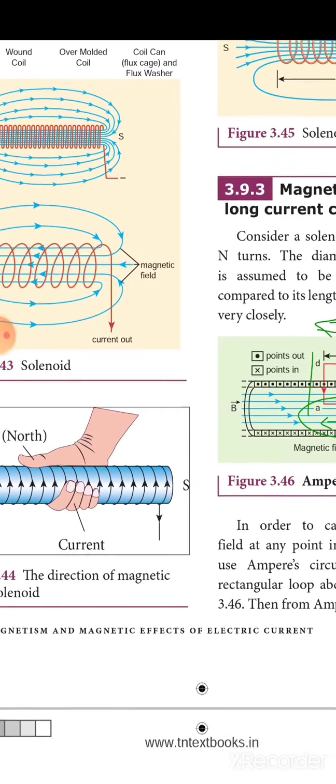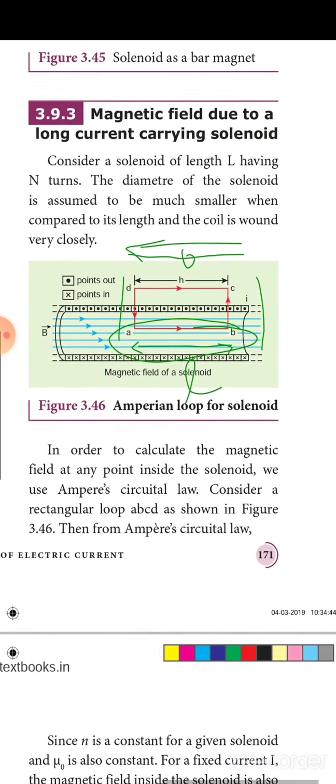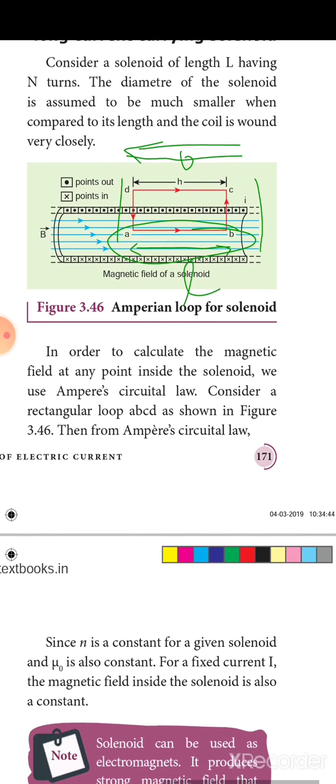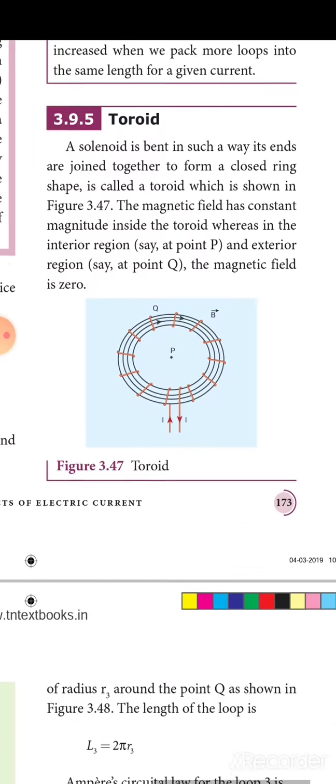And then solenoid. What do you mean by solenoid? Find the value of the magnetic field inside the solenoid and outside the solenoid, and find the magnetic induction due to the current-carrying solenoid. This is a 5-mark question that may be asked.